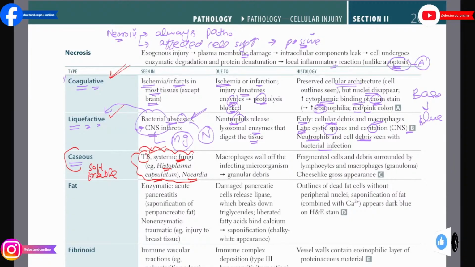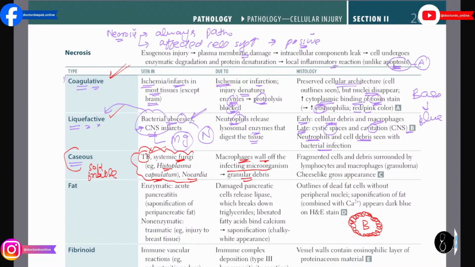Then also, as I already told you, in TB, in tuberculosis infection, we have granulomas. Granulomas are formed with the help of macrophages. Basically, these macrophages will wall off the infecting microorganism, and that will lead to granular debris. If they ask you in an exam how a granuloma is going to be formed, it is formed with the help of macrophages. Let's suppose this is the bacteria, and this bacteria is walled off, surrounded by the macrophages, and the macrophages then form the granular debris.